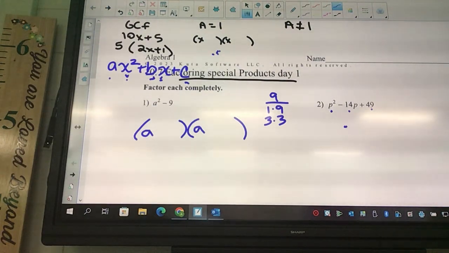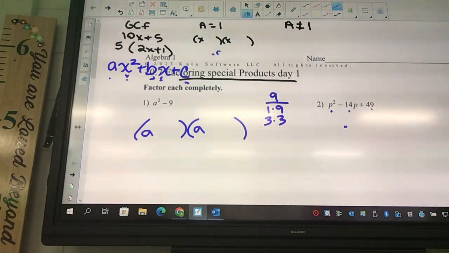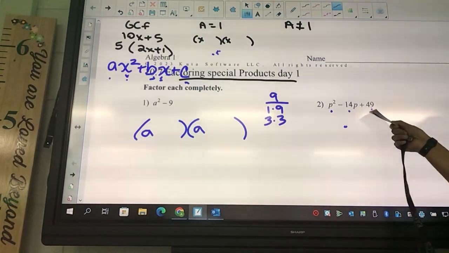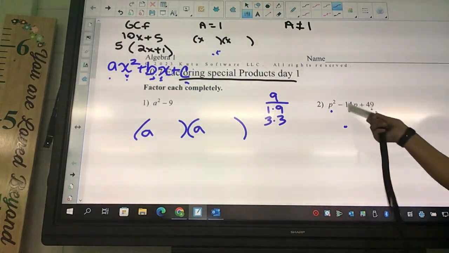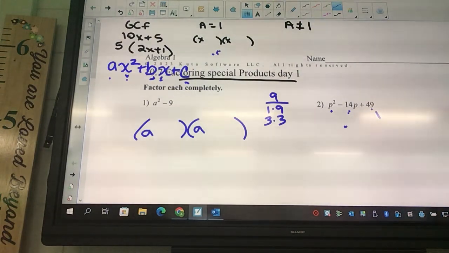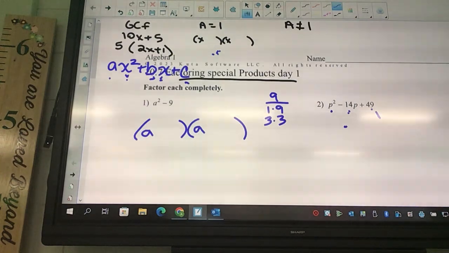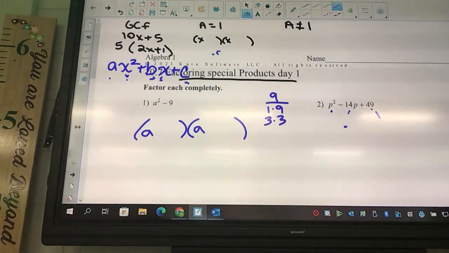I'm trying to get something to equal what? 0. So remember, we're trying to add or subtract to get that middle term. Like if you look at this one, we're doing a list of 49, and we're trying to get something to add or subtract to give me 14. So what's going to add or subtract to give me a 0? What numbers am I going to use? 3 and 3.